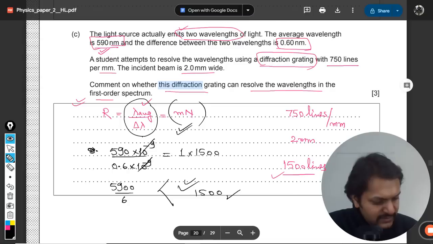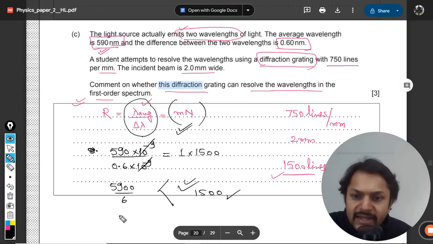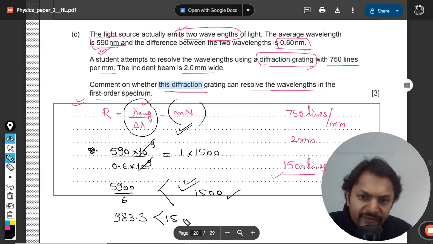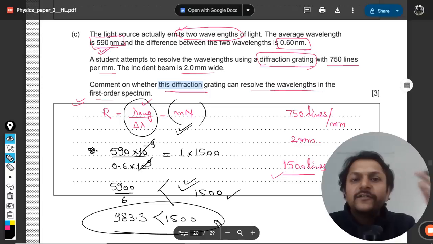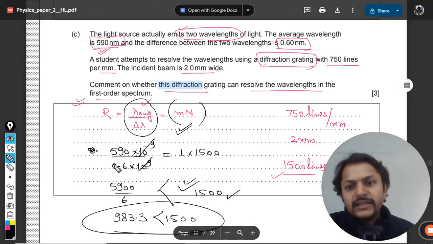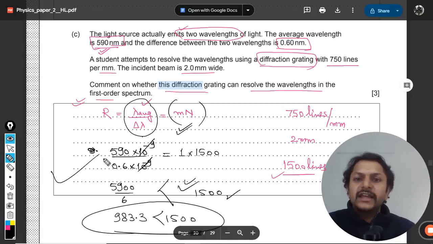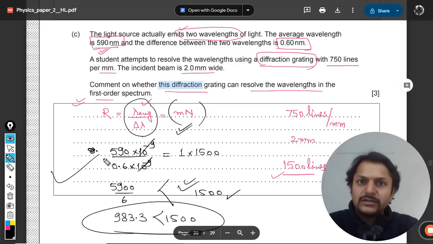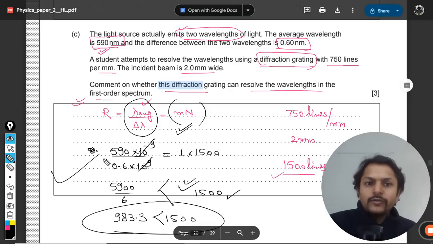Let me see. So it is 983, and this is definitely lesser than 1500, and that is why we can see that yes, they will be resolved. Okay, so this is how we do this question.